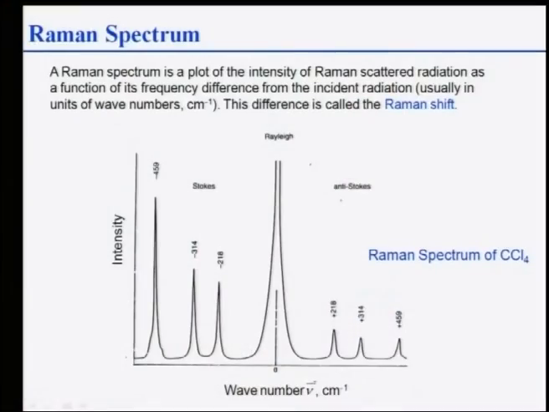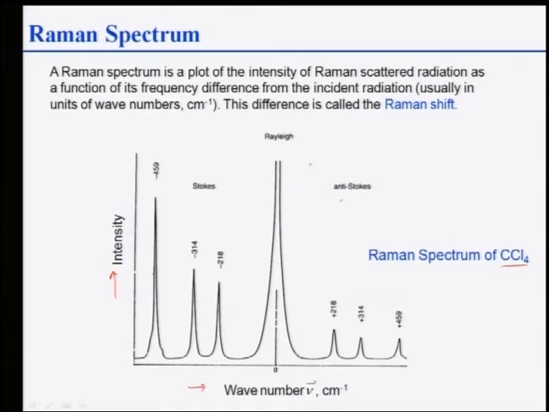How does the Raman spectrum look? This is what is shown in the picture. This is the intensity, this is the wave number in centimeter inverse, and a spectrum is nothing but a plot of intensity of the Raman scattered radiation as a function of wave number, the frequency difference from the incident radiation, usually in units of wave numbers. This difference between the incident and the scattered radiation is called Raman shift, and this is for carbon tetrachloride.